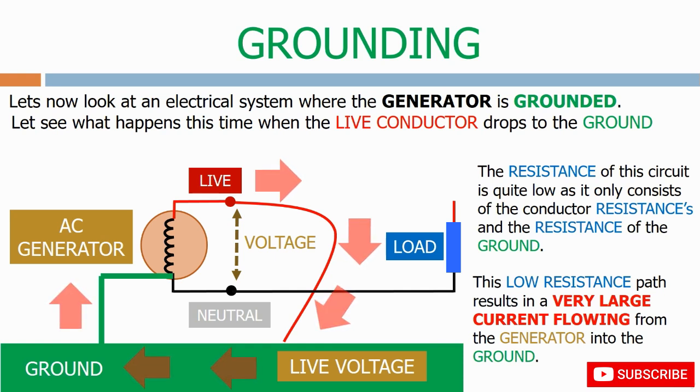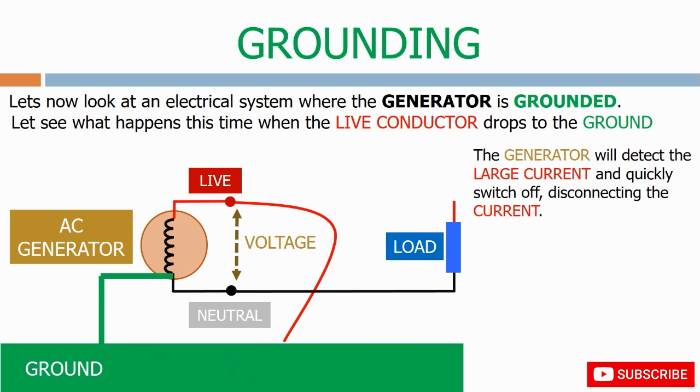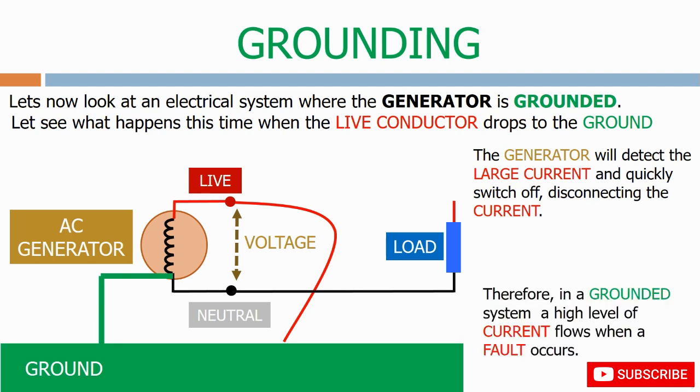This low resistance path results in a very large current flowing from the generator into the ground. The generator will detect the large current and quickly switch off, disconnecting the current. Therefore, in a grounded system, a high level of current flows when a fault occurs.